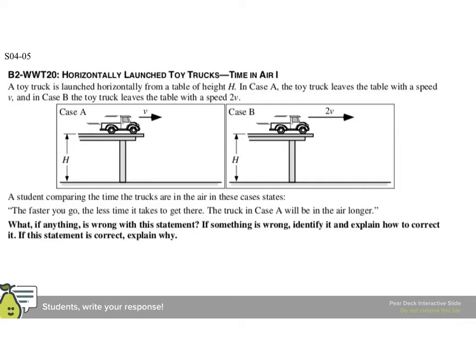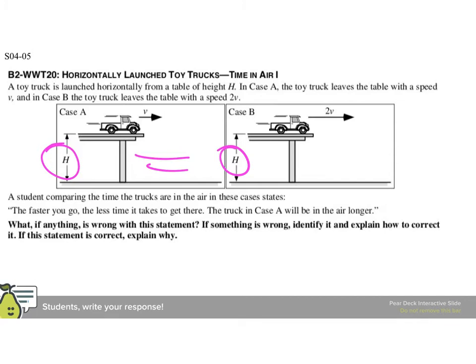So the student is incorrect because the time of flight is going to depend only on the height, and the heights are equal. So we know that the time of flight will be equal. Is it true the faster you go, the less time it takes to get somewhere? Only if the distances are the same. In general, you can't say that.